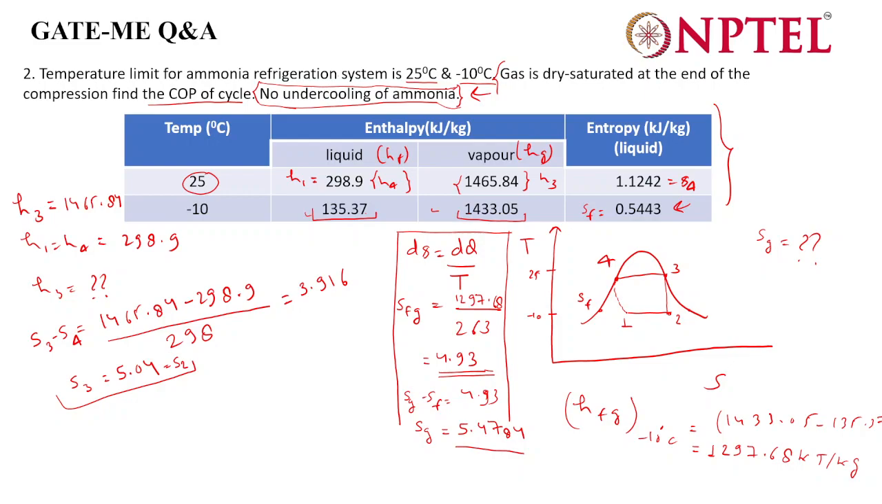Correct? Yes. So we know the entropy of the second point now, but in order to find the COP we need to find the enthalpy of the second point. We know the enthalpy of 3, 4 and 1, but we don't know the enthalpy of the second point. So entropy of the second point we know. How will you find the enthalpy of the second point? Can anyone tell?